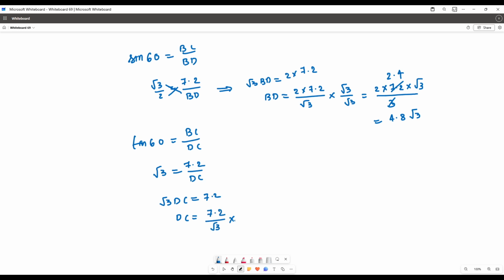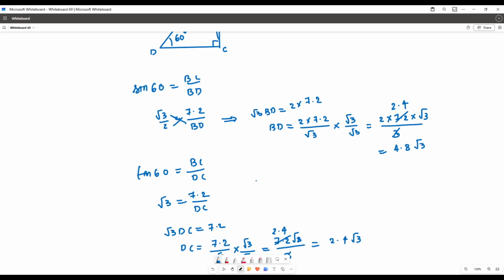If I rationalize this by multiplying root 3 on numerator and denominator, I would get 7.2 into root 3 by root 3 times root 3, which is 3. And again 7.2 by 3 is 2.4. So we have 2.4 into root 3. That's it. Hope you understood the question.